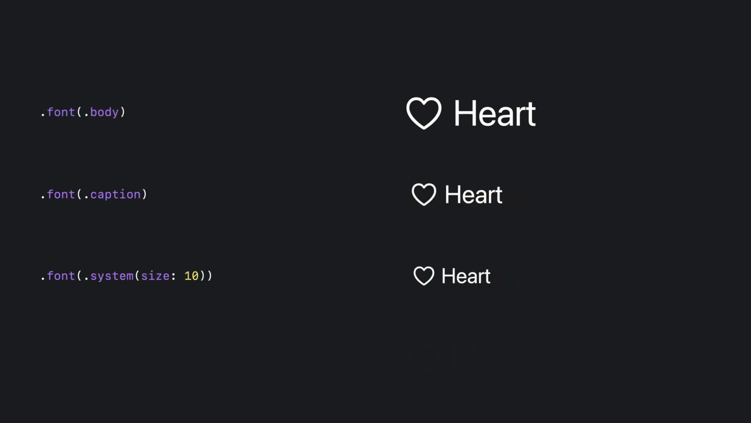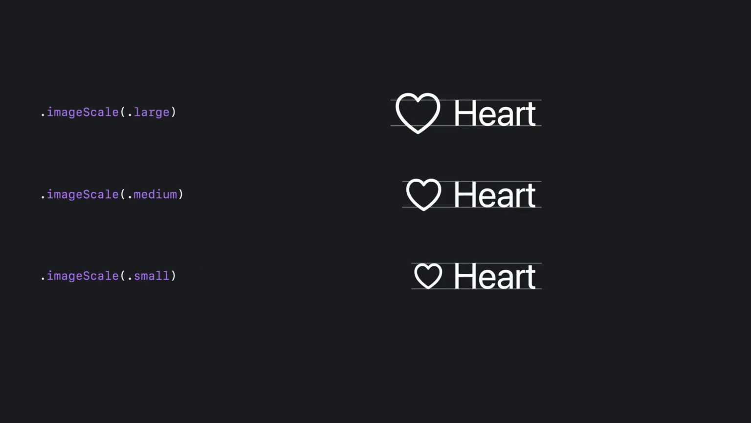You can use a font modifier to change both the text size as well as the size of your symbols. If you use a text style, like body or caption, then the text and symbol will scale with dynamic type. And if you choose a fixed size, then they stay constant. The other axis where you can change the size of symbols is their scale, using the image scale modifier. This doesn't change the font size that's used, but how large a symbol appears relative to text.